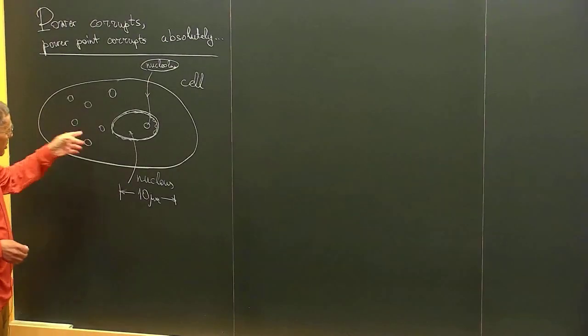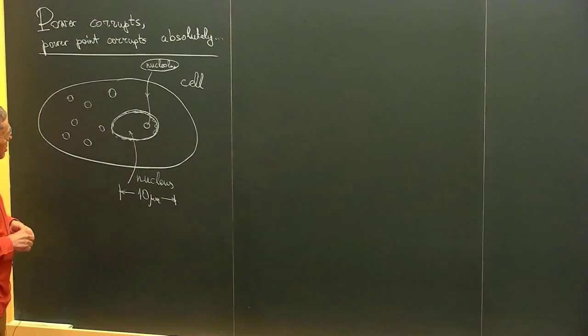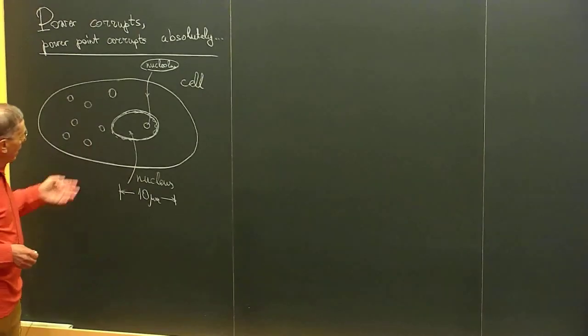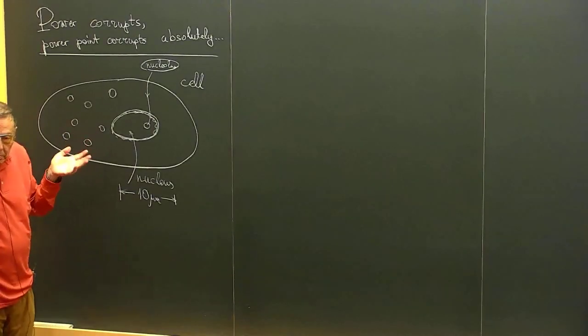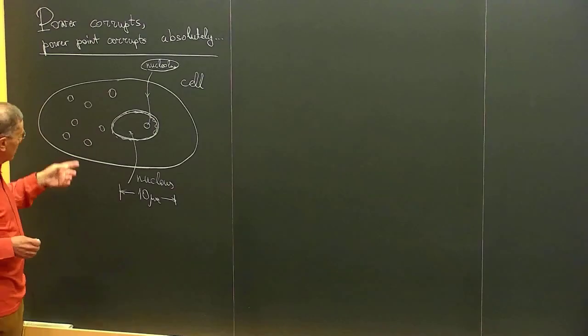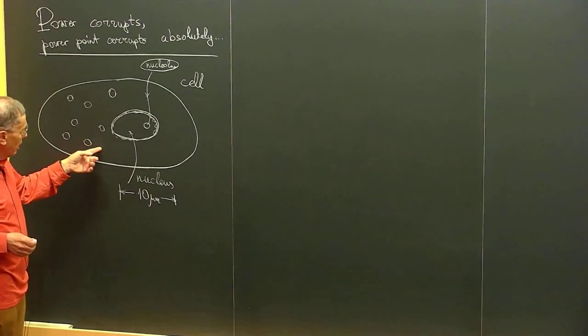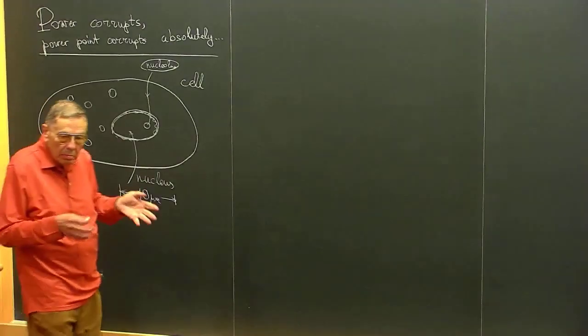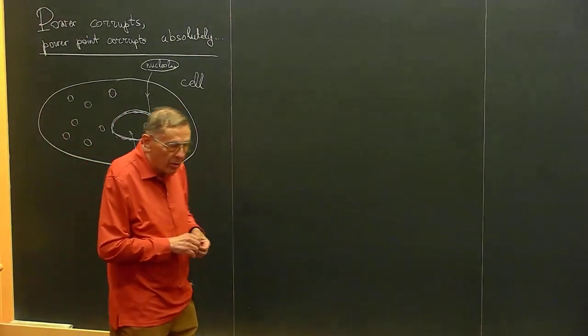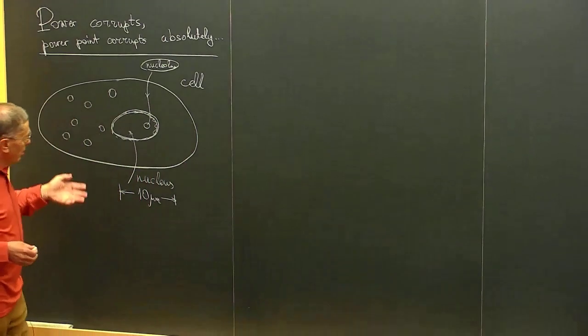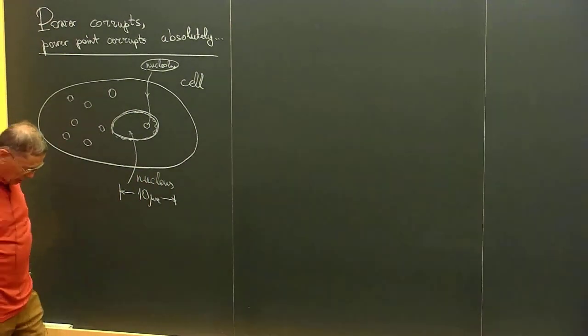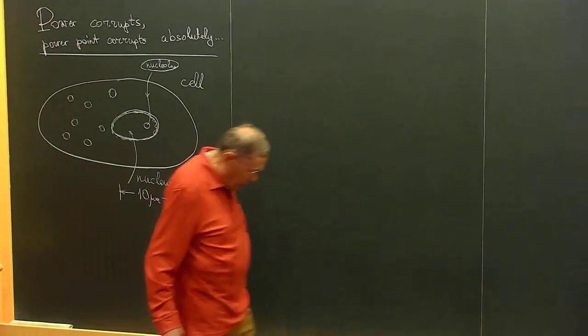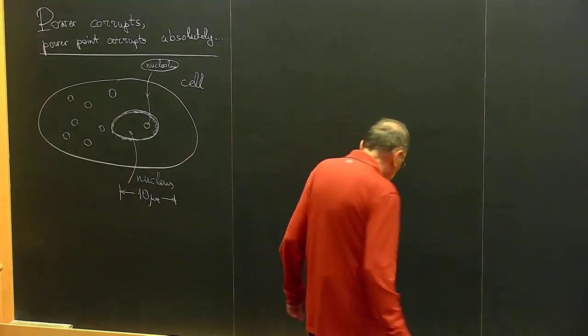And some of these things are indeed believed to be different phases, different liquids. This is cytoplasm, and this is some other liquid based on some proteins and so on. So this is interesting now, what kind of condensation this could be.